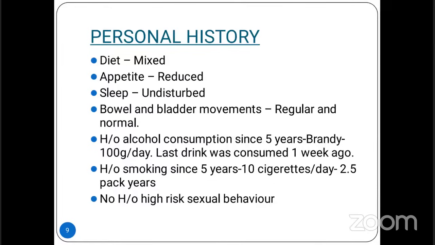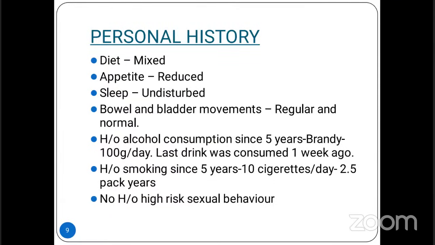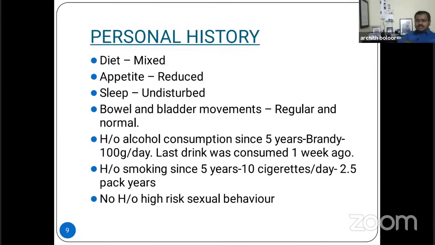Not sure. You heard of CAGE criteria? CAGE? Yes, sir, but not sure. Okay. C stands for cut down attempts. A stands for patient if he is annoyed. G stands for guilt. And E stands for eye opener. So if any one of them is present, then the patient is alcoholic.